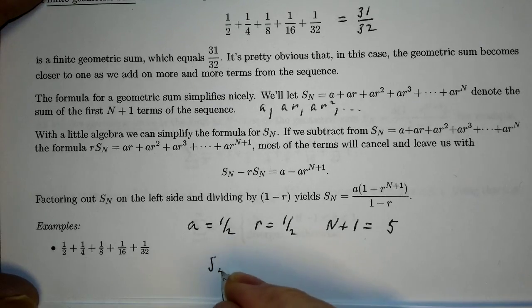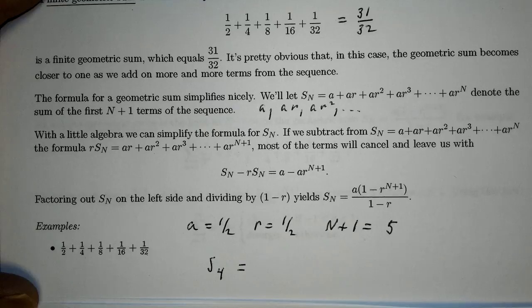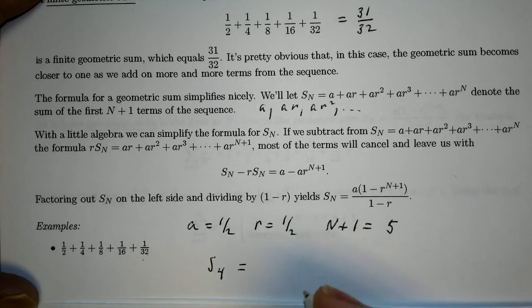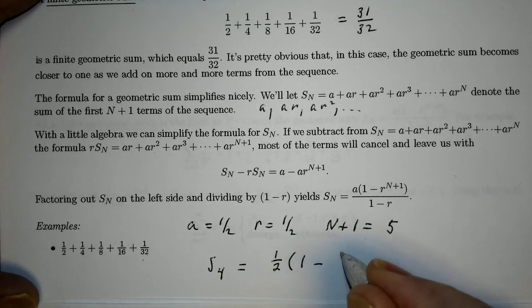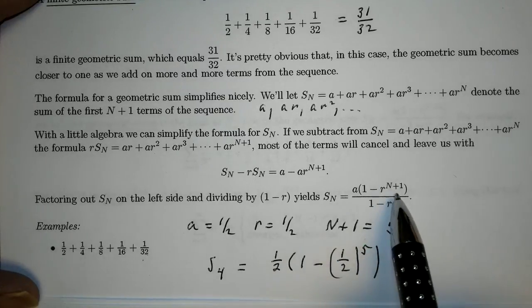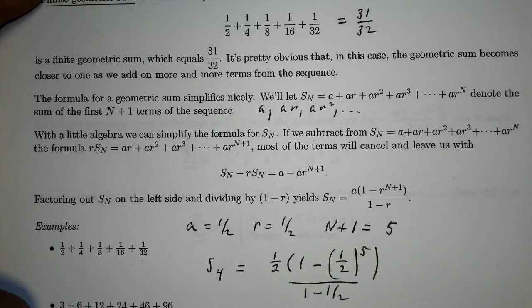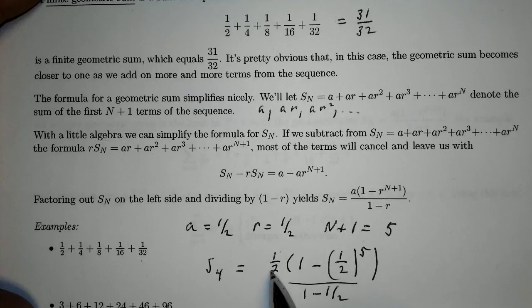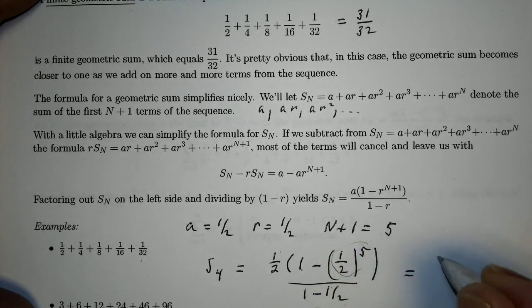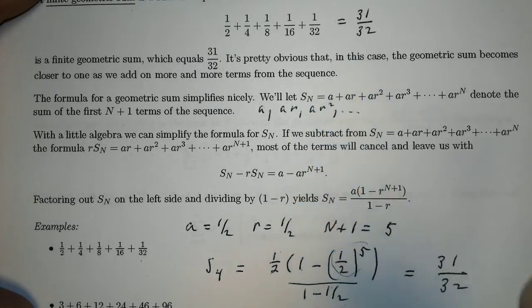S sub 4, which is the sum of the first 5 terms, that's this quantity here, is the first term 1/2 times 1 minus 1/2 to the 5th, because n plus 1 is 5, over 1 minus R, which is 1 minus a half. And this is going to simplify nicely because this half is going to cancel with the remaining 1/2 in the bottom, and if we take 1 minus 1/32, which is what this would be, we would have 31 over 32. And this agrees with what we had above.